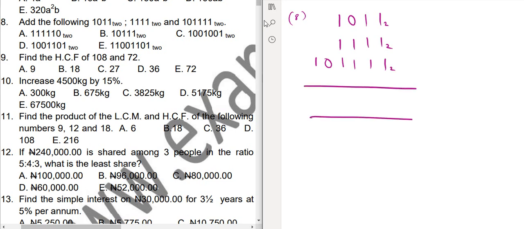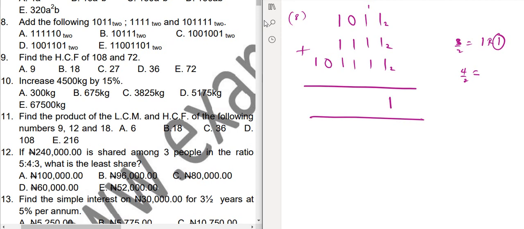So I want to add 1 plus 1 plus 1 is 3, right? Yes. What is 3 in base 2? 1 remainder 1. So write down the remainder and carry this, right? 1 plus 1 plus 1 plus 1 is what? 4. What is 4 in base 2?